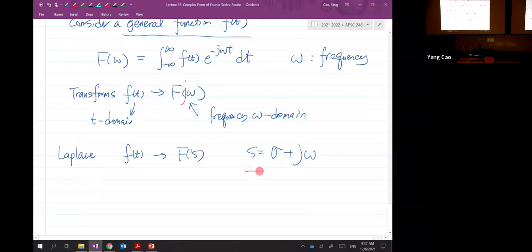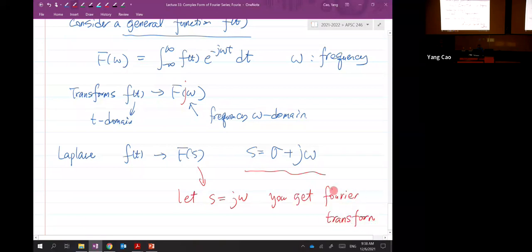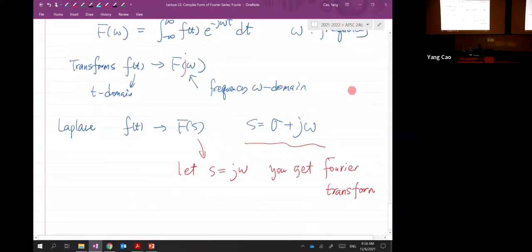So if you look at Laplace, if you have a Laplace transform capital F of s, and if you let s equal to j omega, so from here to here, you get the Fourier transform. This is not always true, but a lot of the time it's true. It's not a very rigorous statement. However, for many functions, you'll find that this actually is true.